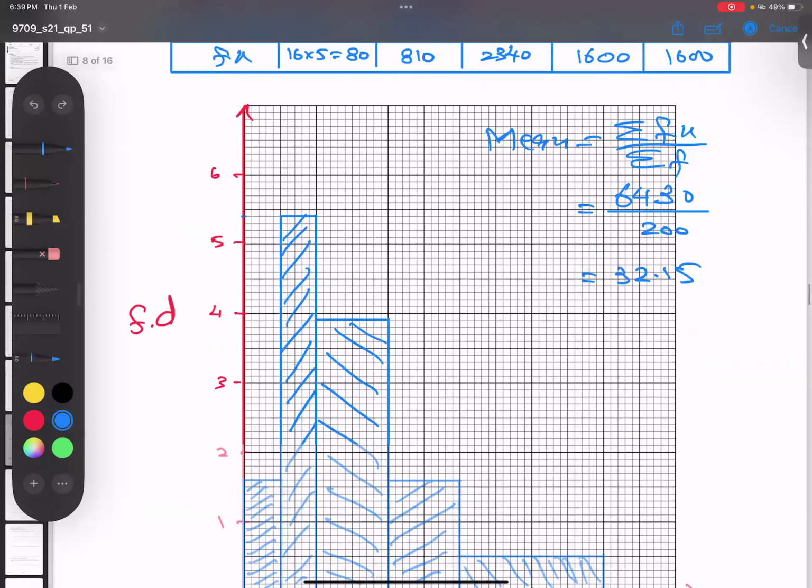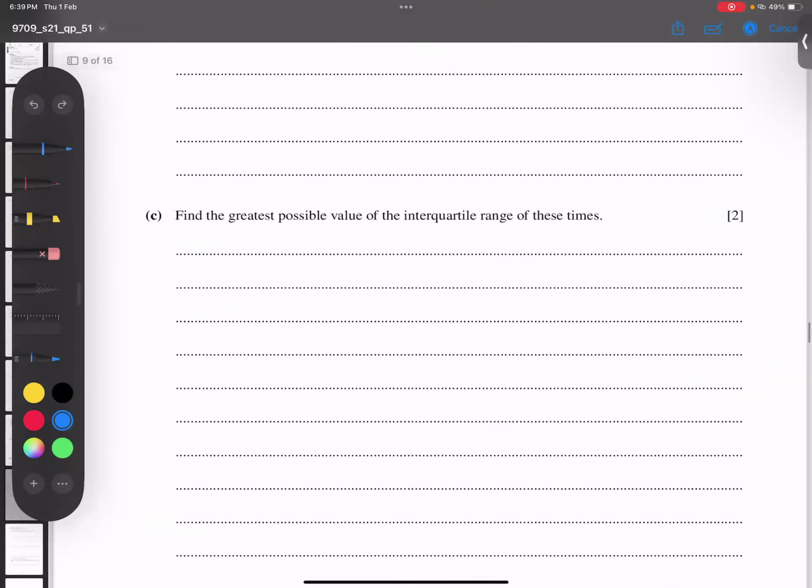Now we can go for one more part, which is here. This is the greatest possible value of the interquartile range. Now I'm going to teach this part too. How do we get the interquartile range? The basic formula, you know it very well: upper quartile minus lower quartile. But he said, give me the greatest value. There are 2 possibilities. I will discuss both.